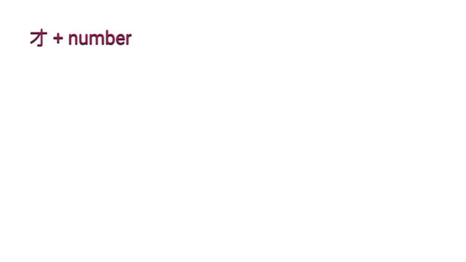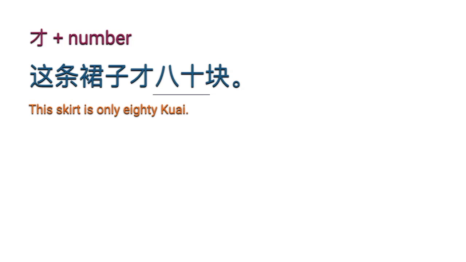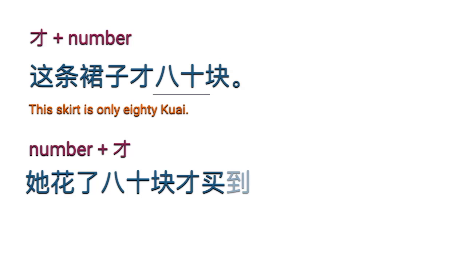When 才 appears in front of the number, it indicates the number as a trifle, a small number. In this case, 80 is a small amount to pay, therefore, the skirt is cheap. The opposite way is to put 才 after the number, indicating it as a big number. In this case, 80 is considered a big amount. It's an expensive skirt.